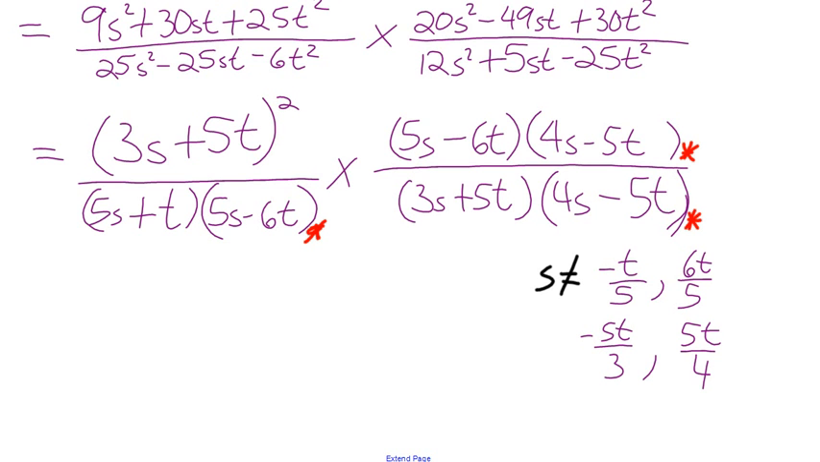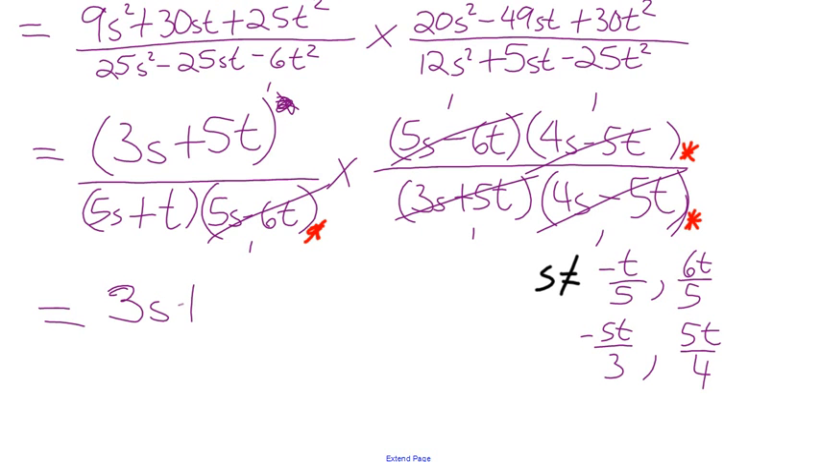Okay, so now we can go through and do the multiplication. I could write these together, but I don't bother with that. I say any top with any bottom. 5s minus 6t, 5s minus 6t. There are two of these, so we're going to take one of them out. That's a 1. 4s minus 5t cancels directly. And that's it, all of that's gone. And all we're left with is 3s plus 5t over 5s plus t.